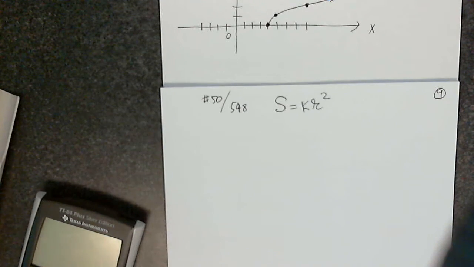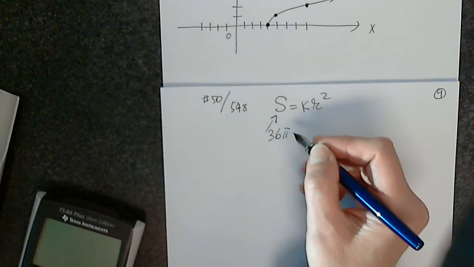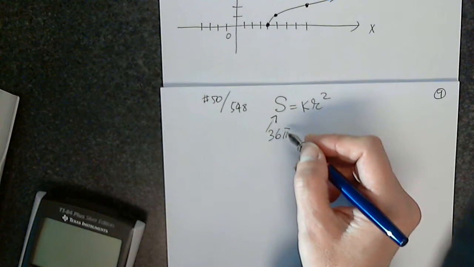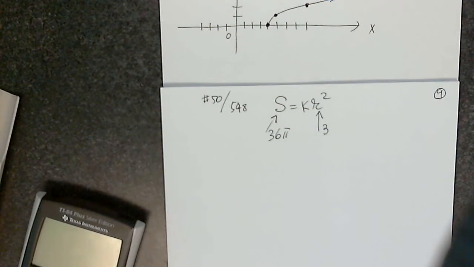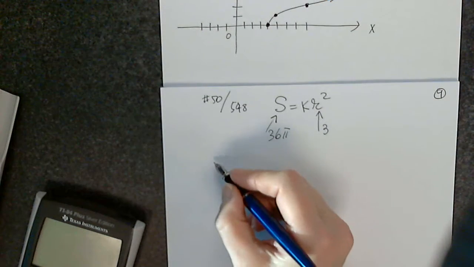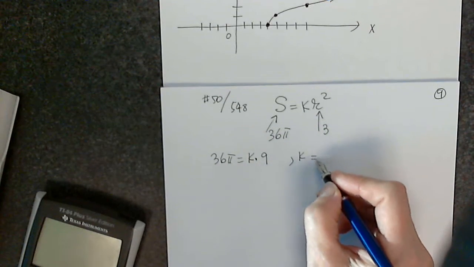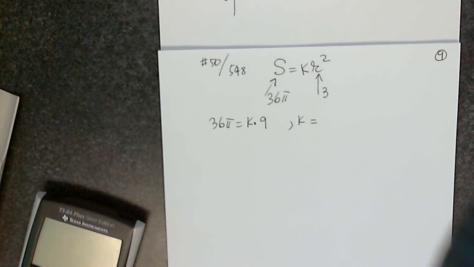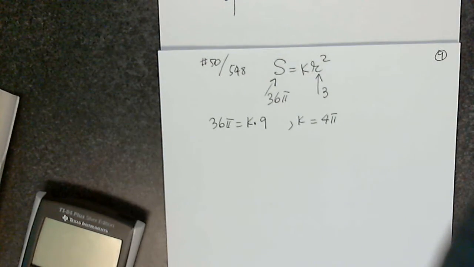So now, if the surface area is 36 pi square inches when the radius is 3, why am I given this information? Of course. So then 36 pi equals k multiplied by 9. How much is k? Yes. How much is 36 over 9? 4 pi. Good.